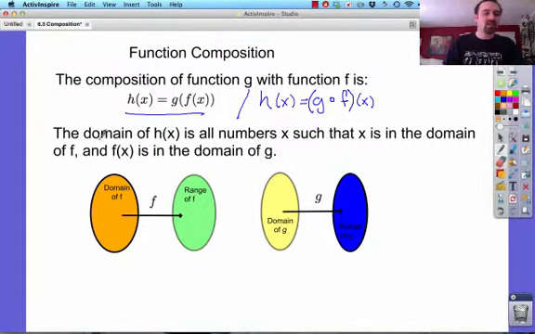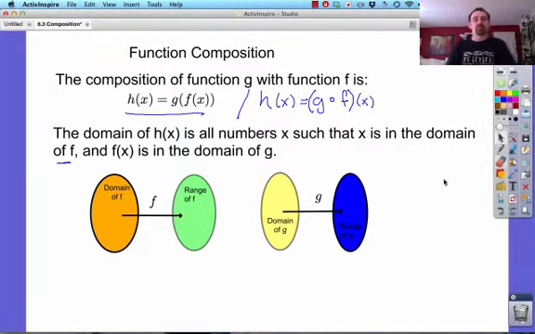Now, one thing we have to talk about here is the domain again of h of x, because now we had a domain of g, we had a domain of f, and now we put one inside the other. That might change the domain. Okay, so the domain is all the input values, all the numbers such that x is in the domain of the inside function and f of x, when I throw it through f, is also in the domain of g. So here's a picture.